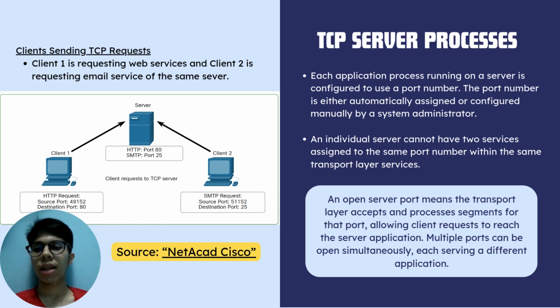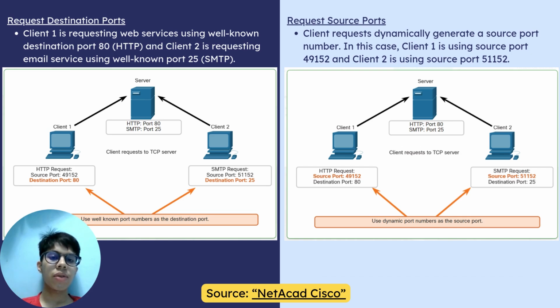Here we have a figure, the client sending a TCP request, where client 1 is requesting web services and client 2 is requesting email service of the same server. From this slide, we have two figures. First is the request destination ports, where client 1 is requesting web services using well-known destination port 80 HTTP, and client 2 is requesting email service using well-known port 25 SMTP. On the other side, we have the request source ports, where client requests dynamically generate a source port number. In this case, client 1 uses a source port of 49152 and client 2 uses 51152.